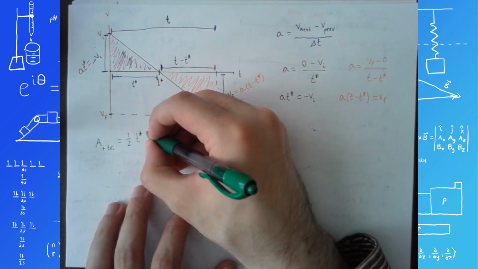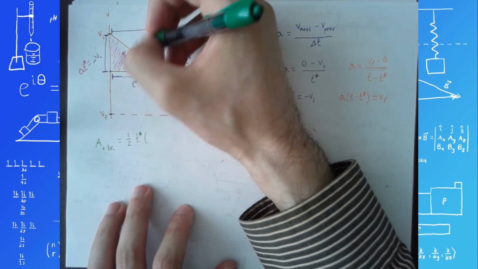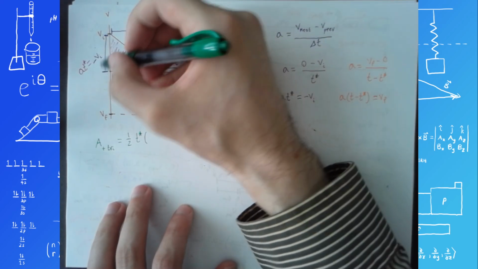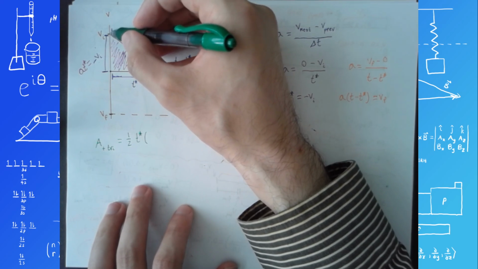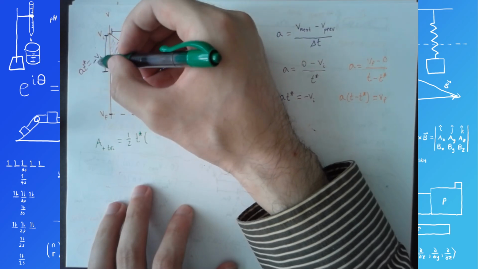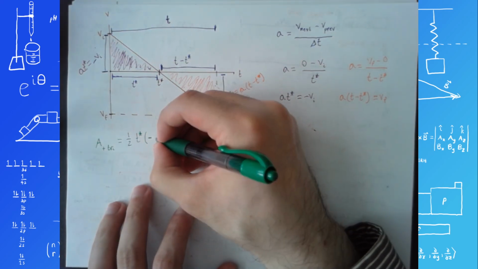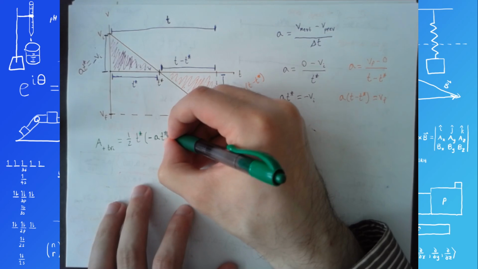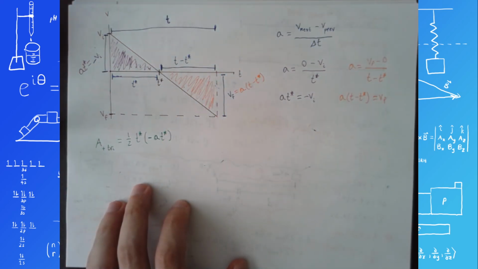times height is, I want the height to be positive here because I want this to be a positive area. A times t star is a negative value. It's equal to negative v initial, and we already know v initial is positive. It starts above the horizontal axis. So in fact, I want to replace this. I want to substitute this as negative a t star. That way, I end up with a positive area.